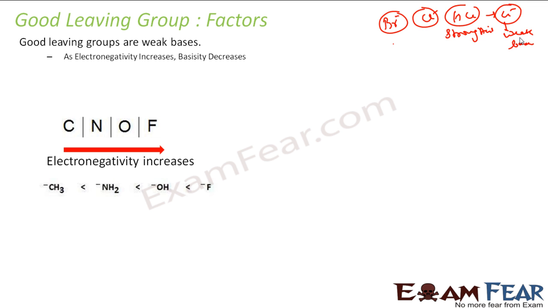As the electronegativity increases, the basicity decreases. If you see, in this case, this is the most electronegative, right? So F minus is the weakest base. Correct? So F minus is the weakest base, and this is the best leaving group. OH minus is next. So it's not that great, but okay. NH2 minus is a bad leaving group, and CH3 minus is the worst leaving group. Correct?